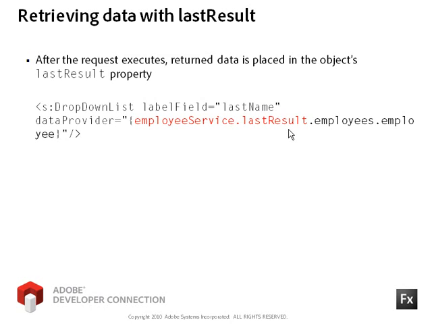employeeService.lastResult. In day 1 of this training, you populated a drop-down list control with the employeeService.lastResult property. Specifically, you used the repeating node employees.employee to reference all of the employees. You also defined the labelField property to reference the lastName field of the XML data as the property to display in the control.